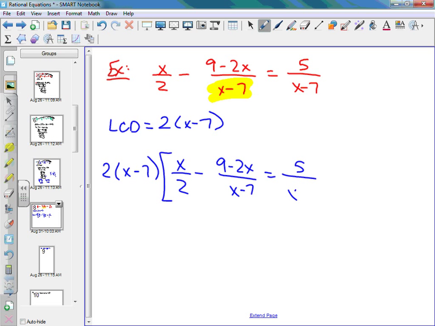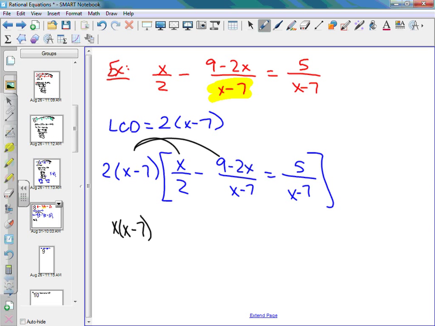When you do this, you are essentially eliminating the denominator. You are eliminating the denominator. So, what happens whenever I distribute this? What happens? The 2's cancel out and I'm left with the x minus 7.